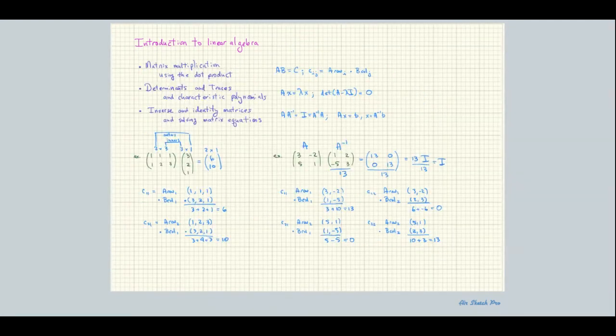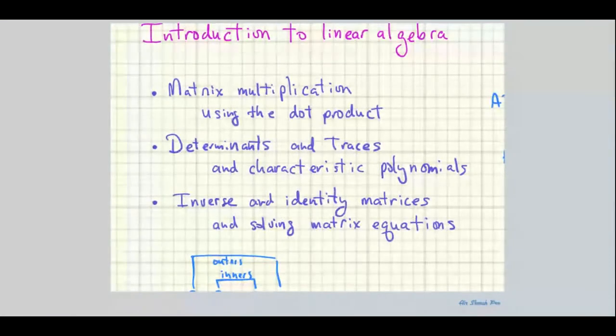Let me review the things we looked at today. We looked at matrix multiplication using the dot product, and that's pretty easy. It's just row dot column. And we practiced again finding rows and finding entries. We found determinants, and we did determinants by expansion on a row or a column.